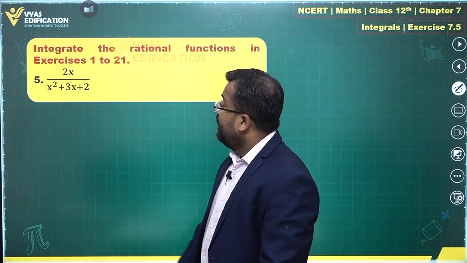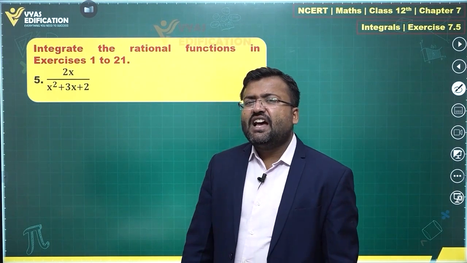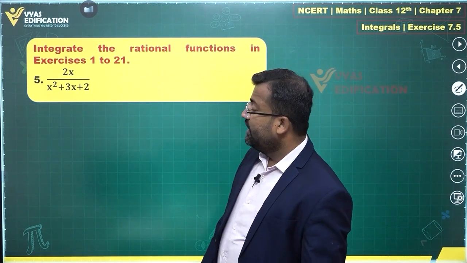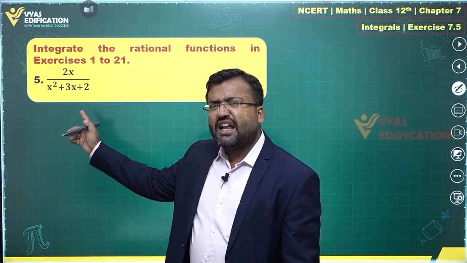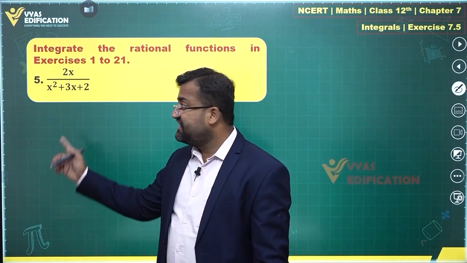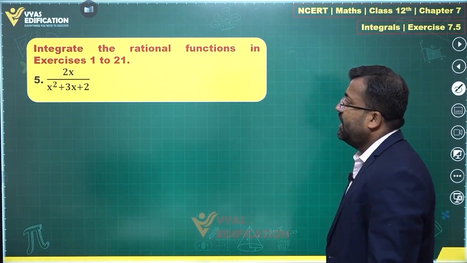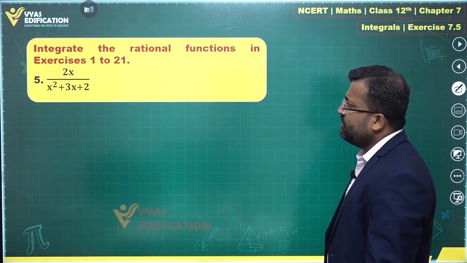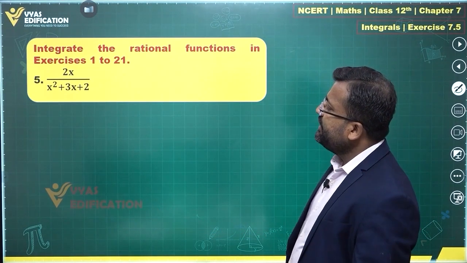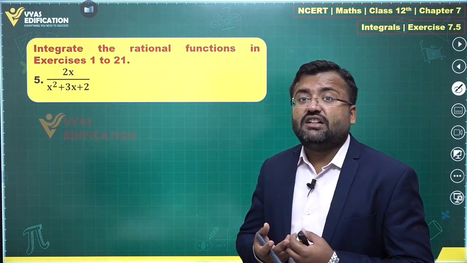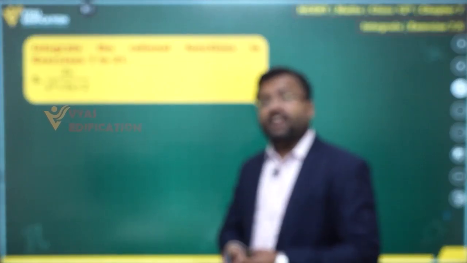Next thing, whether the denominator has been written as a product of linear or quadratic factors. This is a quadratic factor, but can this be factorized further? The answer is yes, x square plus 3x plus 2 can be factorized further. Other than that, do we need anything else? No. Once we factorize, after that, we can convert it into partial fractions and then integrate.